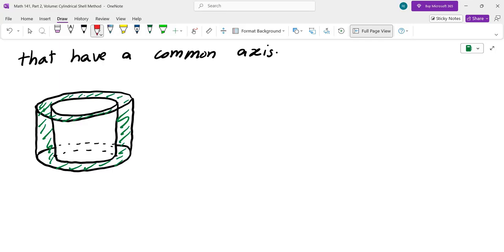Well, we know the volume of a cylinder. So we take the volume of these two cylinders and then we subtract them. Let's say this radius is R1, the inner radius, and the outer radius is R2. So the volume of the cylindrical shell is going to be the volume of the larger cylinder, which is pi R2 squared, the area of the base, times the height.